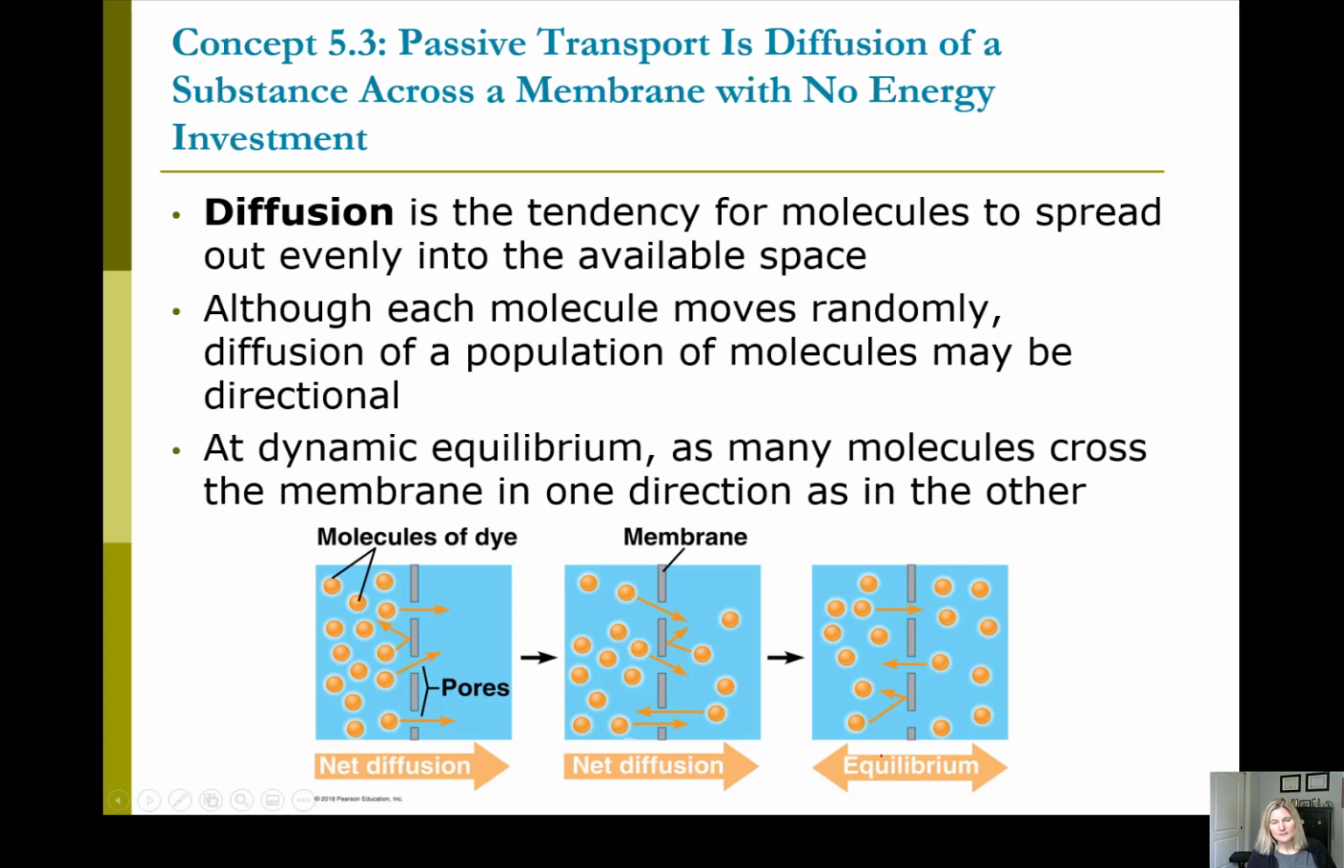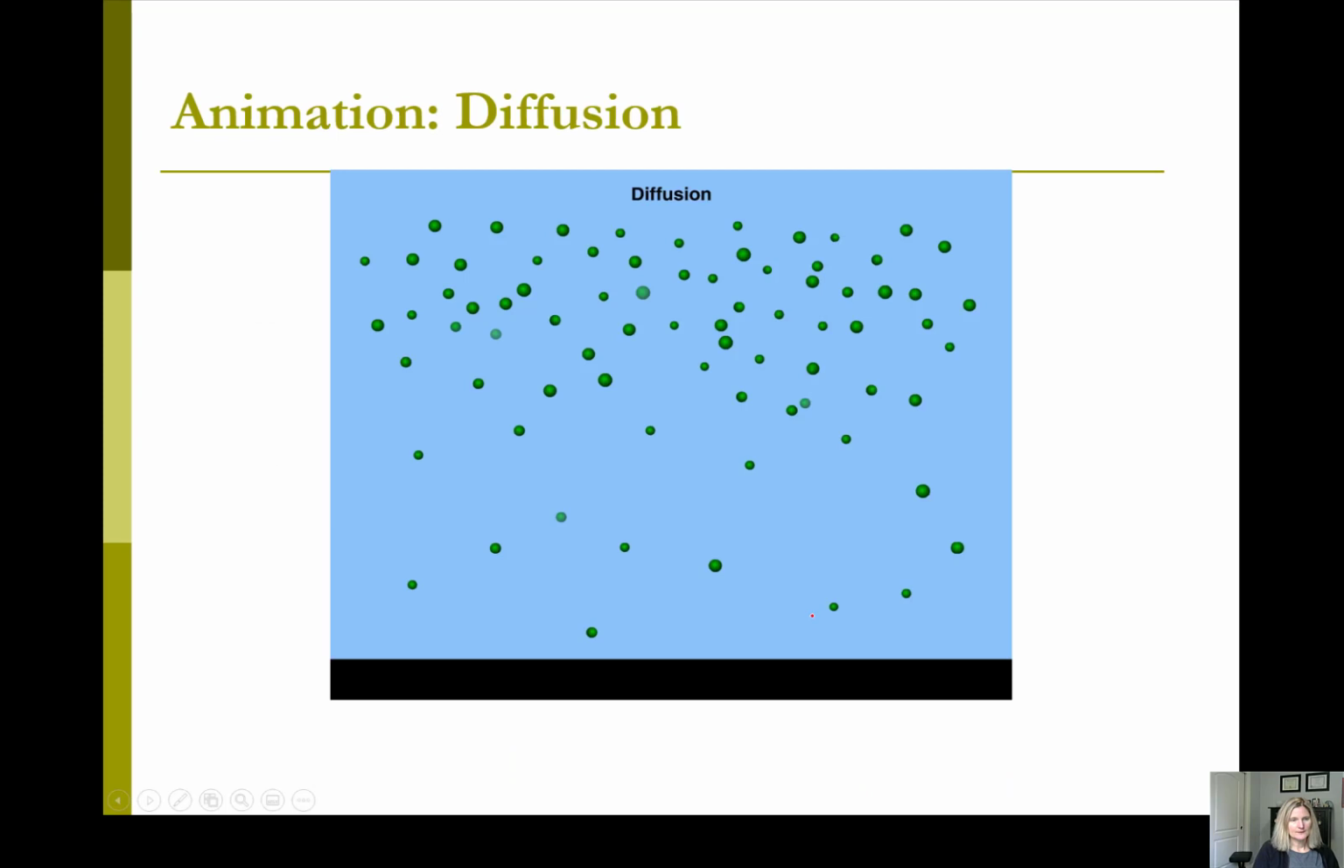And even when it reaches this equilibrium, molecules don't suddenly just stop moving, right? They're continuing to move, but it tends to be a net of equal movement on either side. So we might have the same number on either side. They're just equally going back and forth. So let's watch a video showing that.